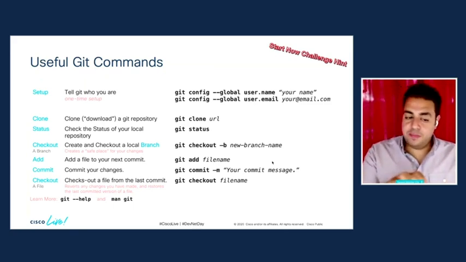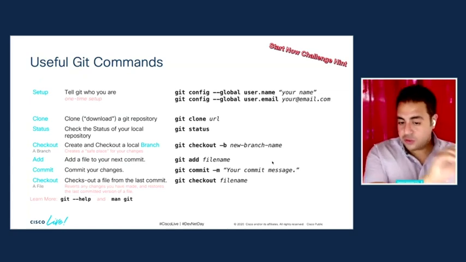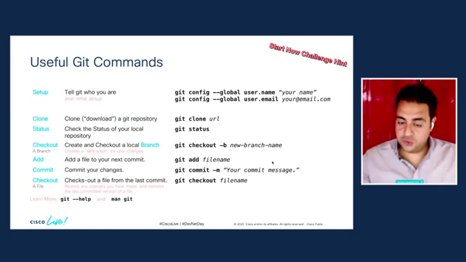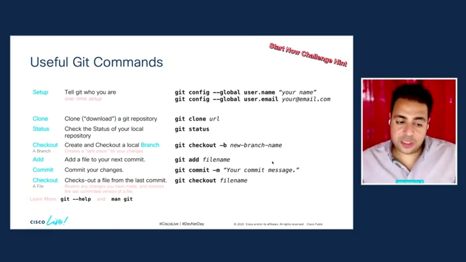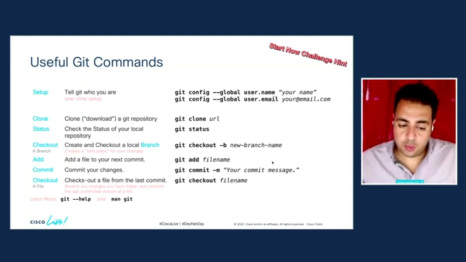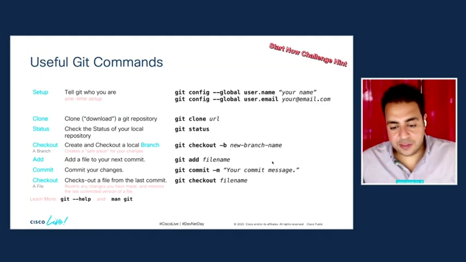Git checkout with a file name basically checks out a specific file from the master branch or from whatever branch you're on into the new branch. And then if you want to see the other commands that Git supports, git --help or man git, and that will give you all of that information. So you can see how easy it is to just get started. It's like 5 commands, pretty straightforward.